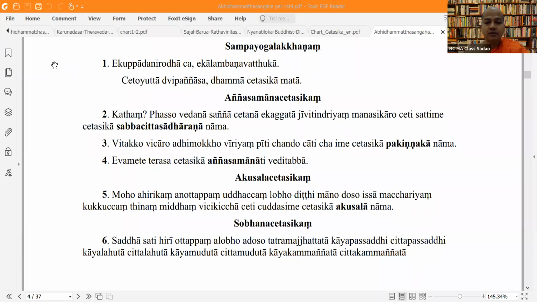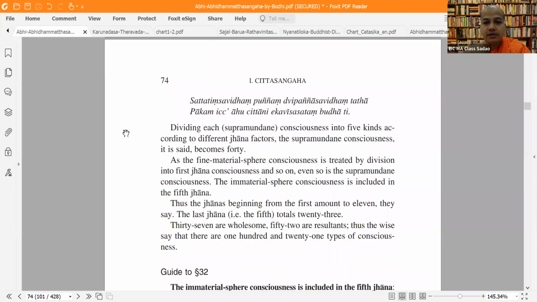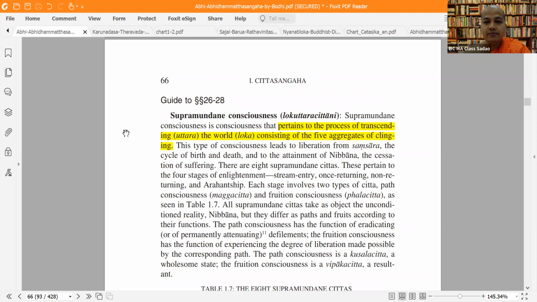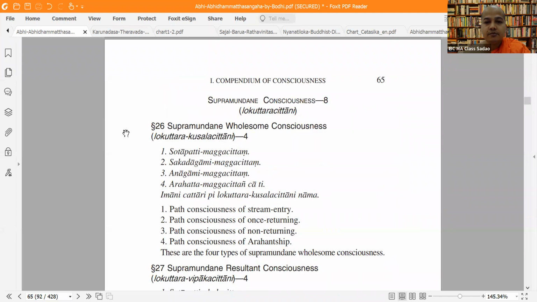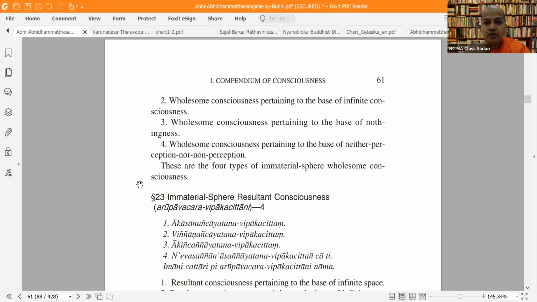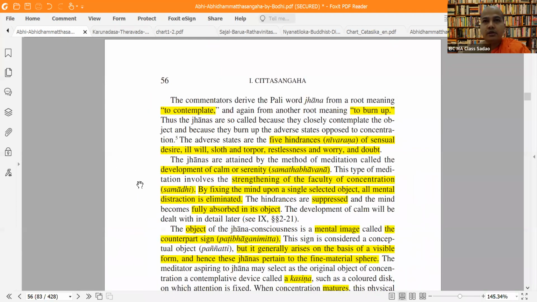So we have been reading this first chapter of the Abhidhamma Sangaha, right? We have been discussing the classification of cittas. Do you remember how much you have completed? I think we have completed up to the discussion of all the kamavachara cittas, right?